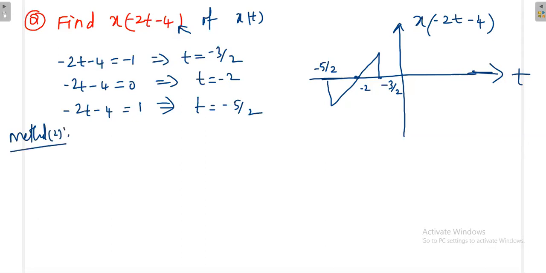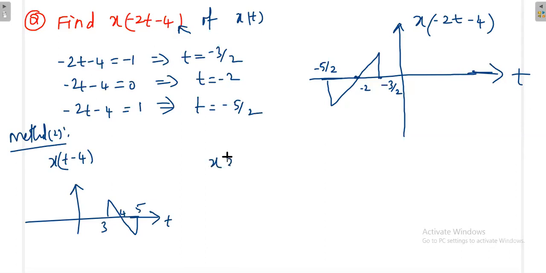First I will calculate x of t minus 4. What is x of t minus 4? Your diagram will be simply shifted by 4 units. It goes like this. This is x of t minus 4. This is 3, this is 4, this is 5. Then x of 2t minus 4. Then you have to apply the scaling. Very simple. Scaling means what? Either divide by 2 or multiply by 2. Now in this case, it is divide by 2. 3 by 2, 4 by 2 is 2, and then simply 5 by 2.